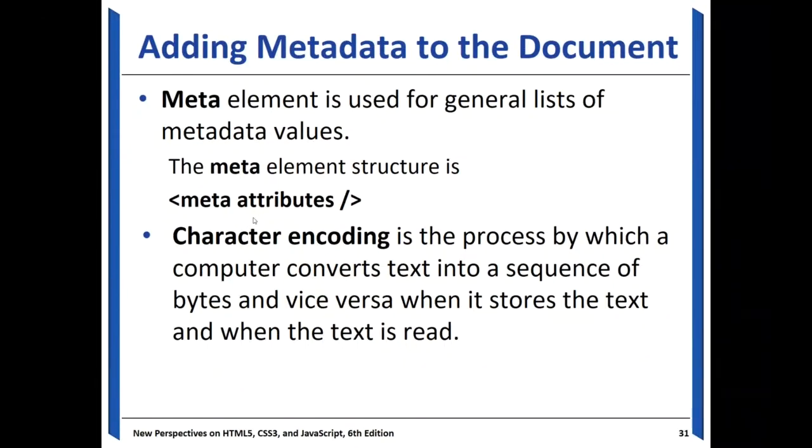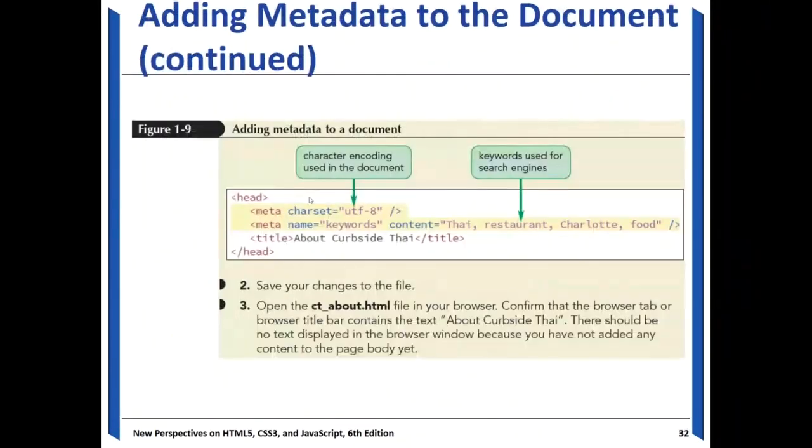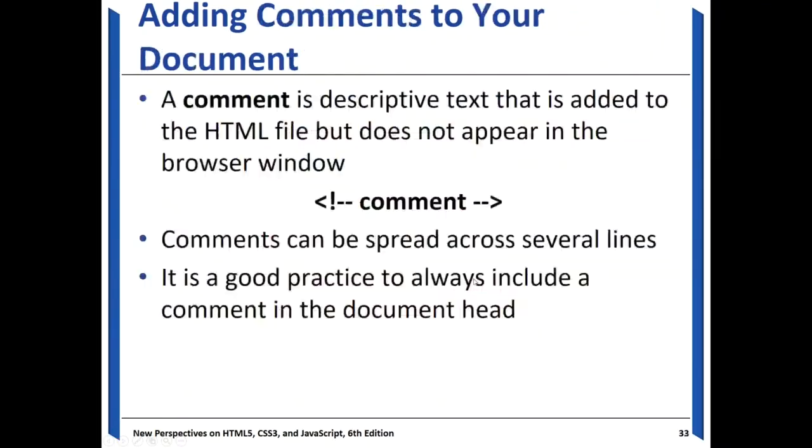All right, your meta element structure is your opening, the meta, and then attributes, and then close it. Character encoding is a process by which a computer converts text into a sequence of bytes and vice versa, where it stores the text and when the text is read. So we see, for example, here we got our character encoding set. This character set equals UTF-8. We talked about the keywords already used by search engines.